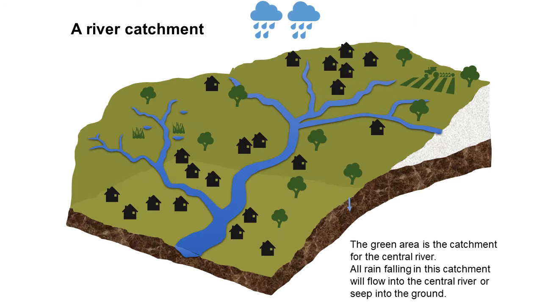The diagram here shows a river and its catchment. The catchment is the whole of the valley, from the hills to the floodplain. The green area, the river's catchment, is where the rain falls. This water then drains towards the rivers. Some rainfall seeps into the ground, while some runs across the ground into streams, which in turn feed into the central river.